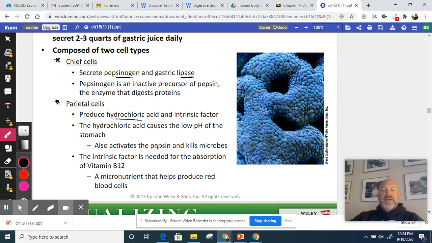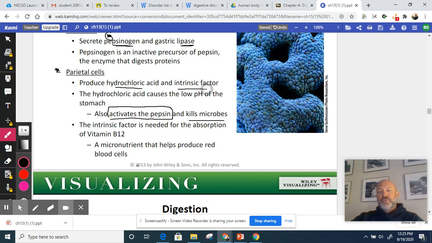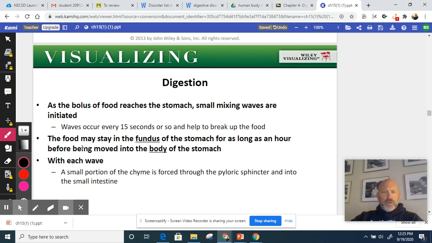So remember, the hydrochloric acid is important because it activates the pepsin. Without a low pH, this pepsinogen or pepsin is not going to function. But what's good about the low pH of the stomach is that it kills any microbes that might be down there. These parietal cells also produce this stuff called intrinsic factor, and intrinsic factor is very important because we need it in order to efficiently absorb vitamin B12, which we need to produce red blood cells.